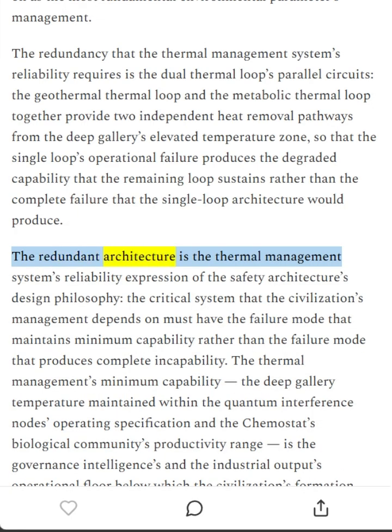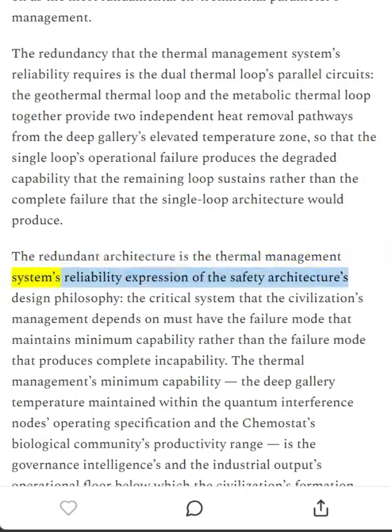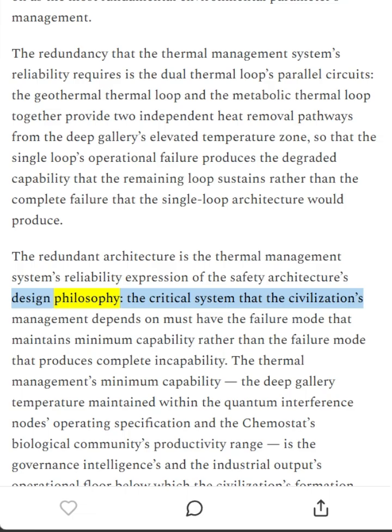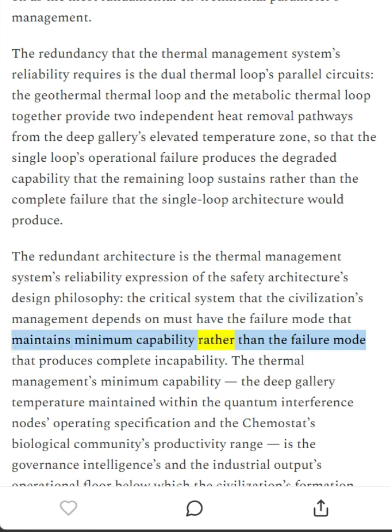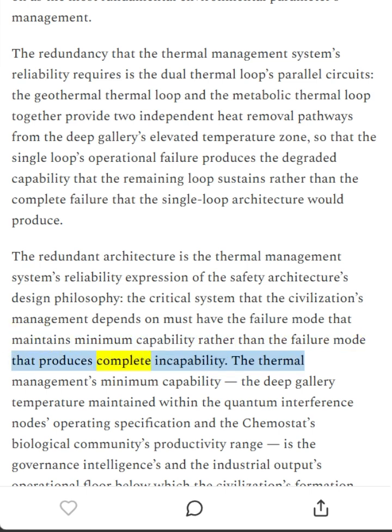The redundant architecture is the thermal management system's reliability expression of the safety architecture's design philosophy. The critical system that the civilization's management depends on must have the failure mode that maintains minimum capability rather than the failure mode that produces complete incapability.